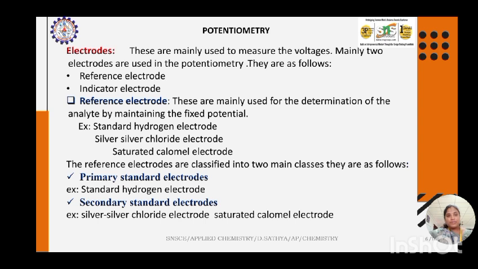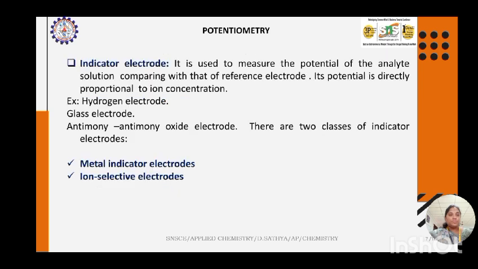The reference electrodes are classified into two main classes as follows. The first one is the primary standard electrode and the second one is the secondary standard electrode. For the primary standard electrode, the example is the standard hydrogen electrode. The secondary standard electrodes are the silver chloride (AgCl) electrode and the saturated calomel electrode.